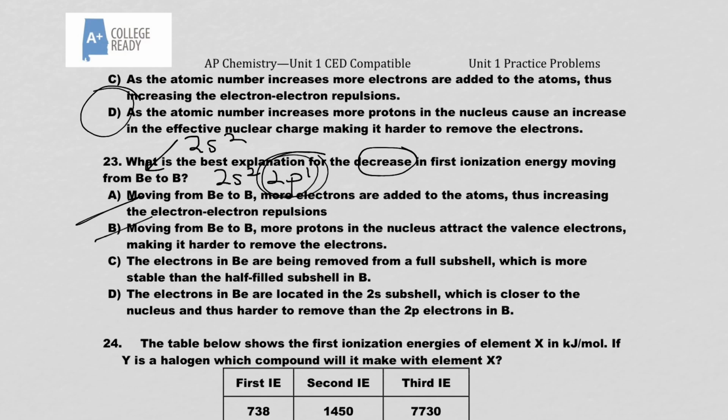C: the electrons in beryllium are being removed from a full subshell, which is more stable than a half-filled subshell in boron. Some textbooks actually mention stability based on filled and half-filled shells. That is not a reason. That's an observation. D must be the answer. The electrons in beryllium are located in the 2s subshell, which is closer to the nucleus and thus harder to remove than the 2p electrons in boron, and that is correct. We have this unexpected dip in ionization energy because the 2p electron is slightly more distant from the nucleus, therefore less attracted, and takes a little bit less energy to remove.